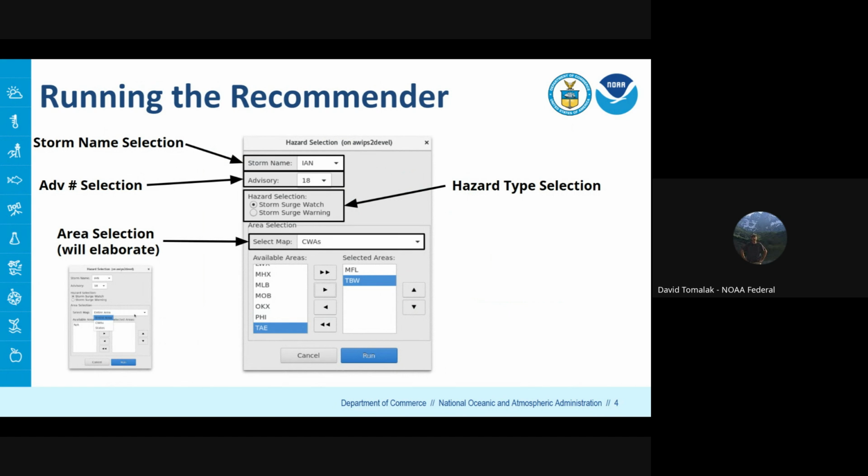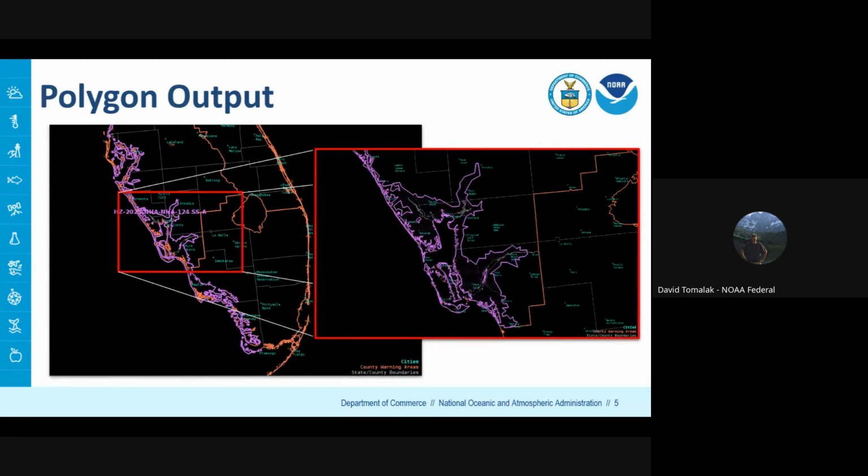When running the recommender, the tool is going to analyze various metadata associated with the storm surge product, and you can see the storm name, advisory number, hazard type selection, and some impacted areas in that. The forecaster has control over all these to make modifications, and then they're going to click on run. So then let's go to the next slide. The recommender then analyzes the storm surge flood graphic with all the input, and outputs the polygon areas that the recommender tool suggests need to be acted on. Let's go to the next slide.